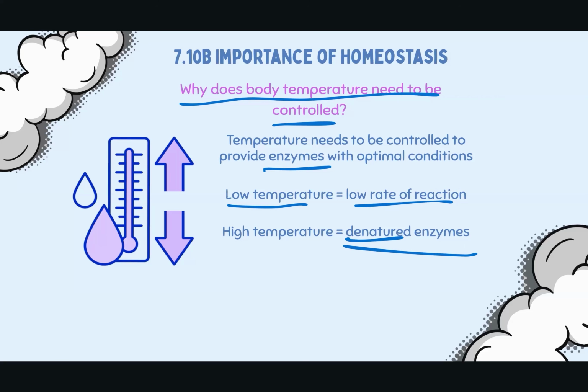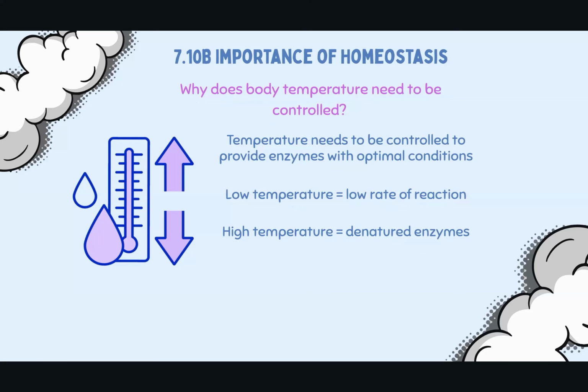So if an enzyme denatures, what happens? The active site changes shape. If the active site changes shape, it means the substrate will no longer fit. What does that mean? It means there's no chemical reaction. So whenever you talk about enzymes denaturing, you've got to go back to those basics.